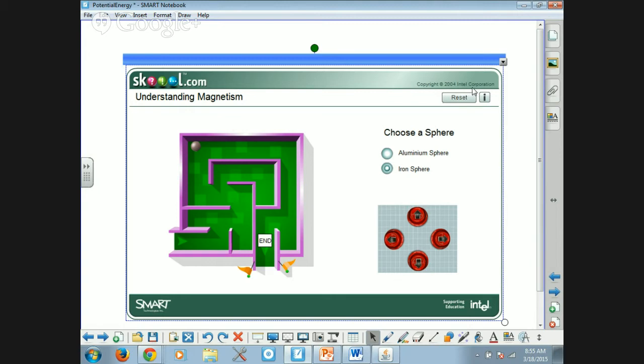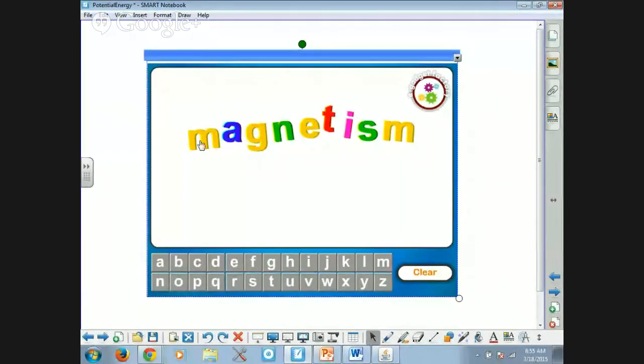Okay, we're going to go ahead past that. I thought this was fun too. These are refrigerator magnets, and I made the word magnetism out of refrigerator magnets. So I thought you might enjoy that.